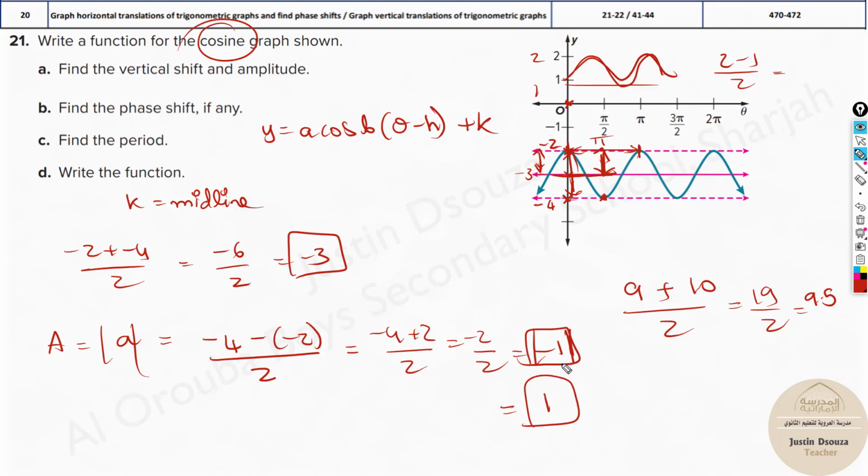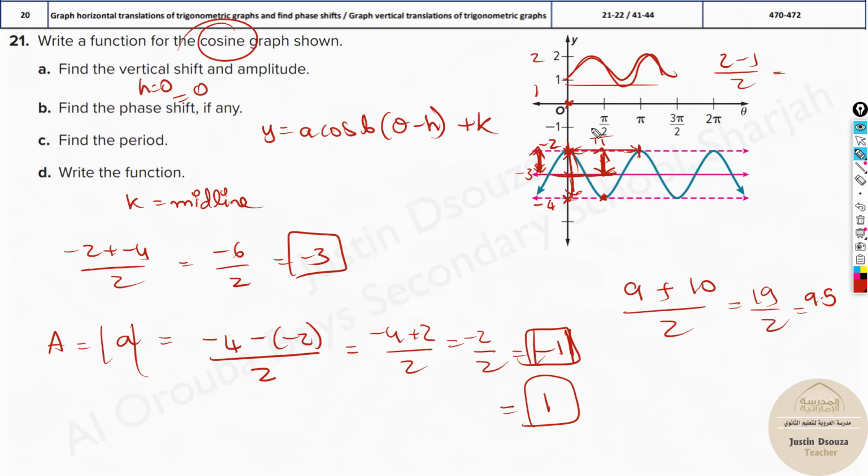That's fine. Just remember, we are not considering the sign or direction. We just want to know this distance. The amplitude is the distance over there. That is 1. So now we found the midline, we found the amplitude. What next? Phase shift. No, it's starting from the maximum itself, so there is no phase shift. Phase shift is 0.